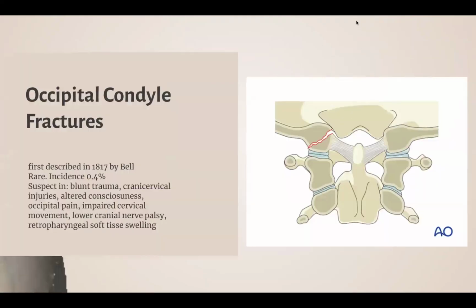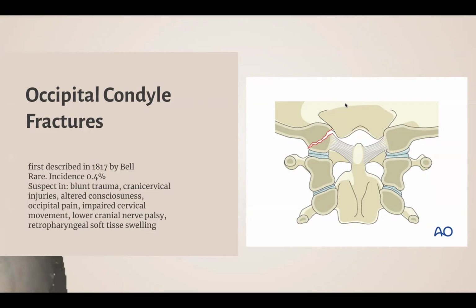So, the occipital condyle fracture, as you can see, is a fracture that occurs over the occipital condyle. It was first described in 1817 by Bell. It's quite rare actually, with a very low incidence. So usually it's quite traumatic in nature. So when there's blunt force trauma, we should be very highly suspicious of it.